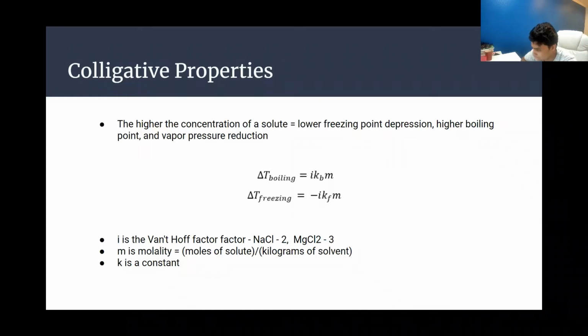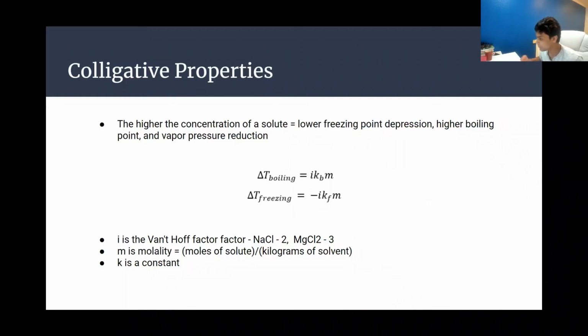Colligative properties. Essentially, the definition is any property that depends just on the amount of solute, not the type of solute, but the amount of it. And there are three consequences of having a concentration of a solute: lower freezing point, higher boiling point, and vapor pressure reduction.